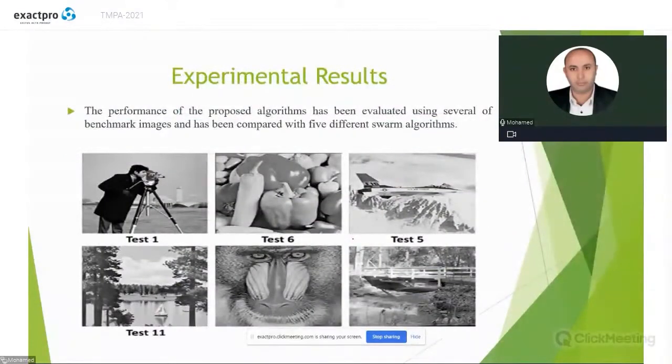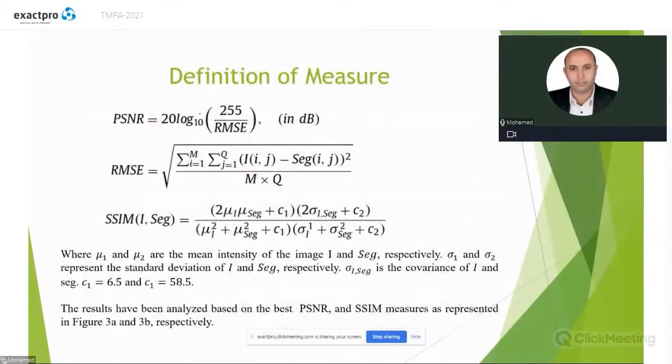To evaluate the performance of our algorithm, we used different images from nature and compared it with different algorithms. Also, we used different performance measures such as PSNR and SSIM. Both of them are the most popular measures used in image segmentation applications.